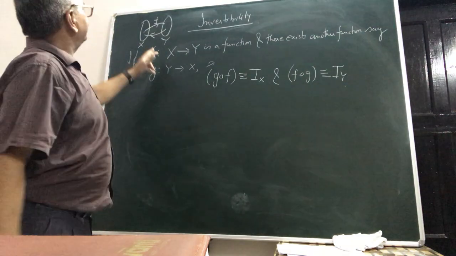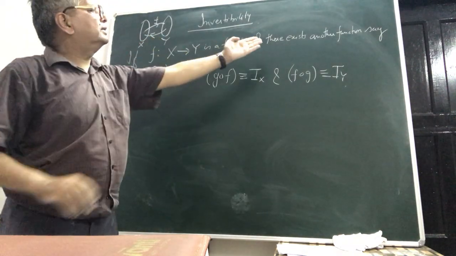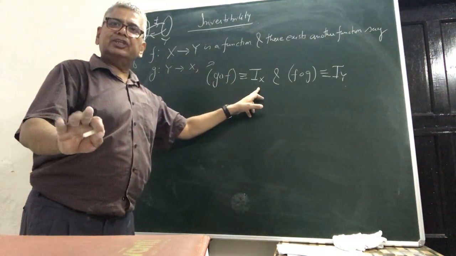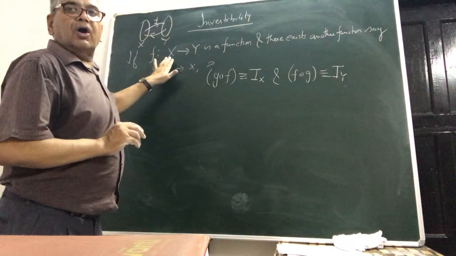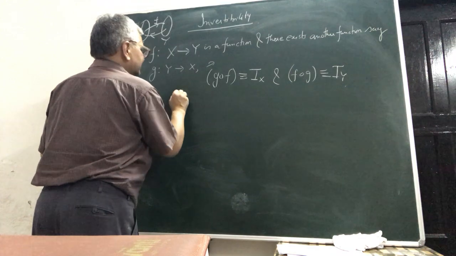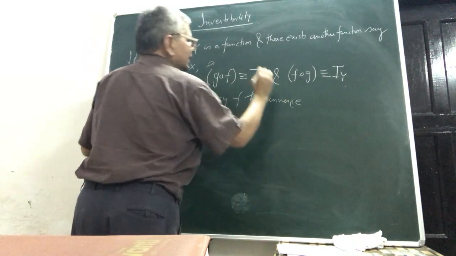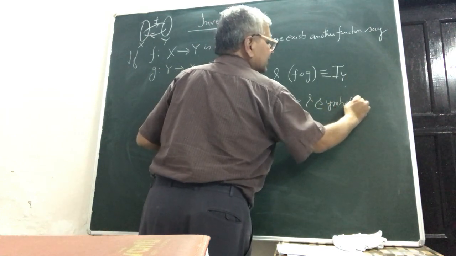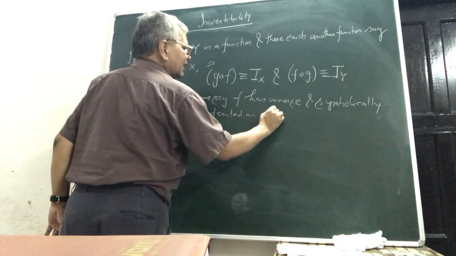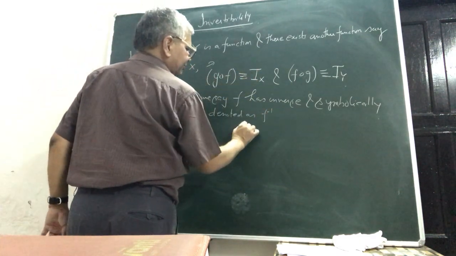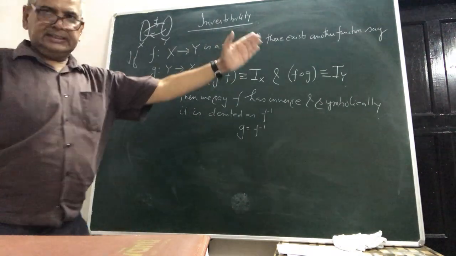So what it says is that if f is a function from X to Y, and if there exists another function from Y to X, call it g, such that g of f is the identity function on the set X, and f of g is the identity function on Y, then we say that the inverse of f exists. Then we say f has an inverse, and symbolically it is denoted as f inverse. So here in this case, your g function will be the inverse function of f. So I think things are very clear.